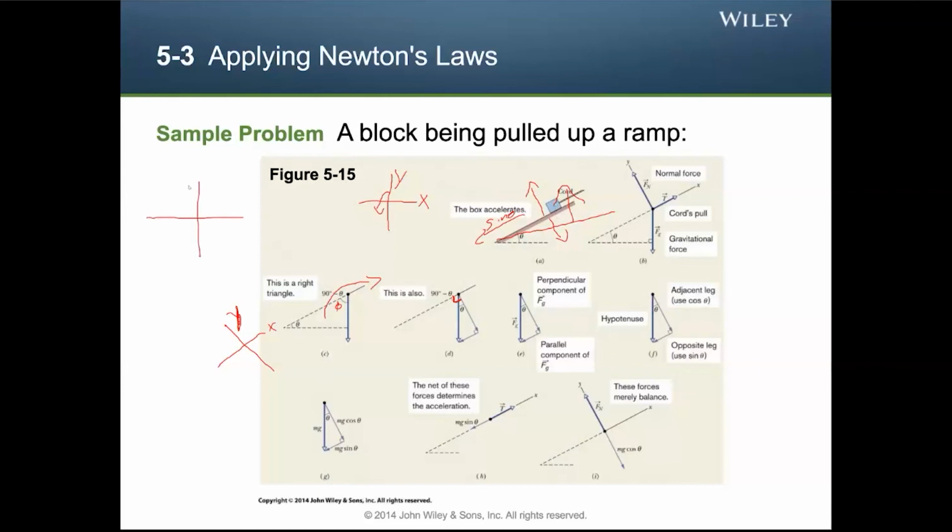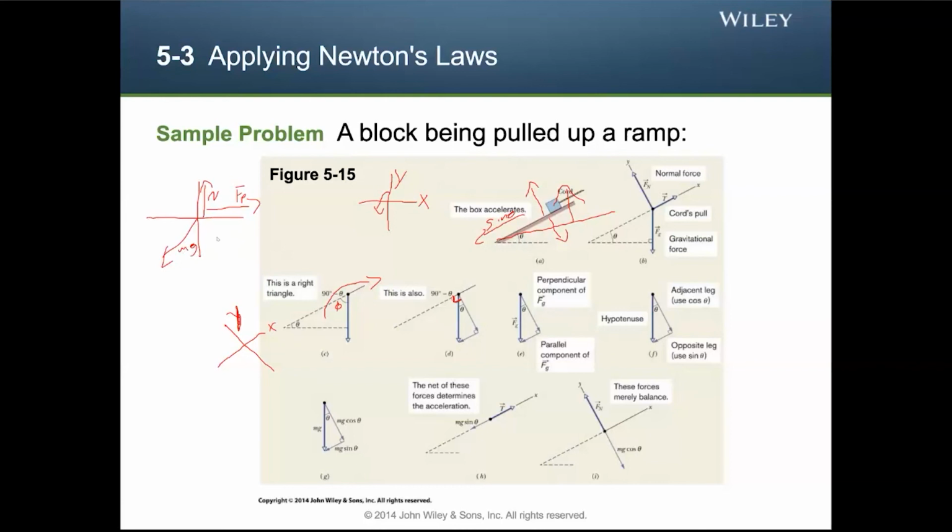Now we have a normal force acting in this direction. And then we have the cord pulling on the box. We'll say that's some force. So it's some force of a pull acting in this direction. And now all of a sudden the mg is acting in this direction.